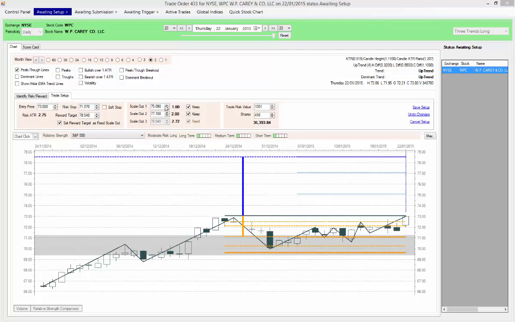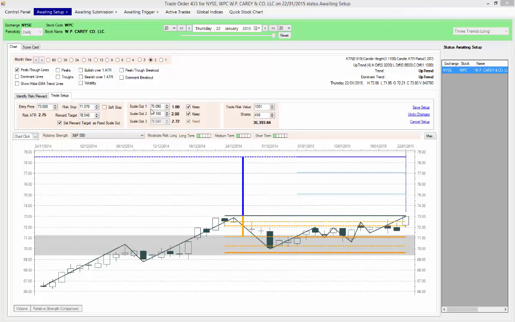Now, these scale outs here, the 1 to 1 and 2 to 1, they've been calculated for you exactly. Now, it presents the number, and those numbers themselves can be modified. The idea of the trade setup is that we work from left to right. So importantly, we've identified what our risk stop is, because without that, we don't have any ratios at which to say, well, where are potential targets based on what risk we're prepared to take on this trade.